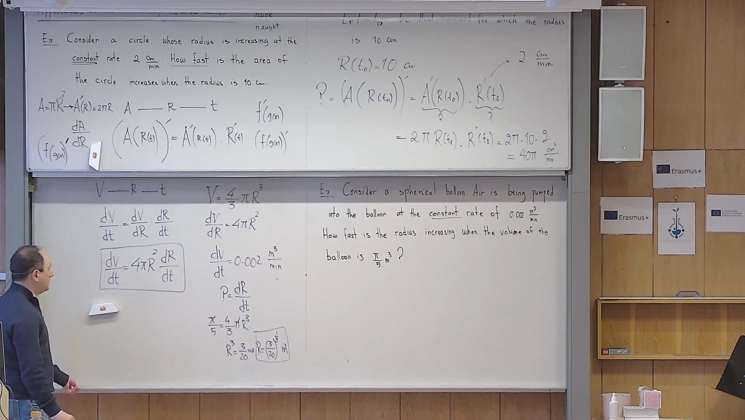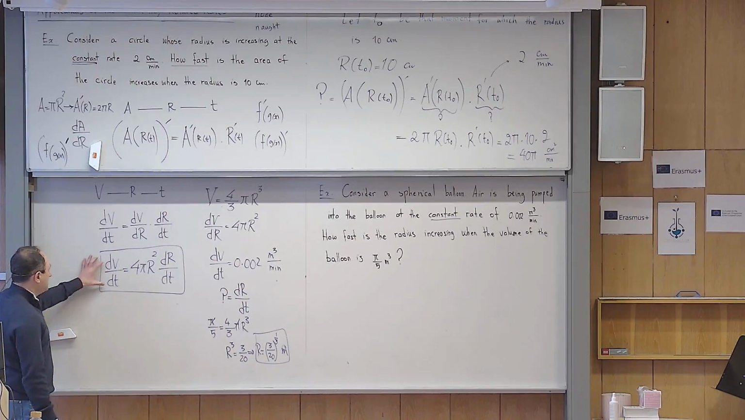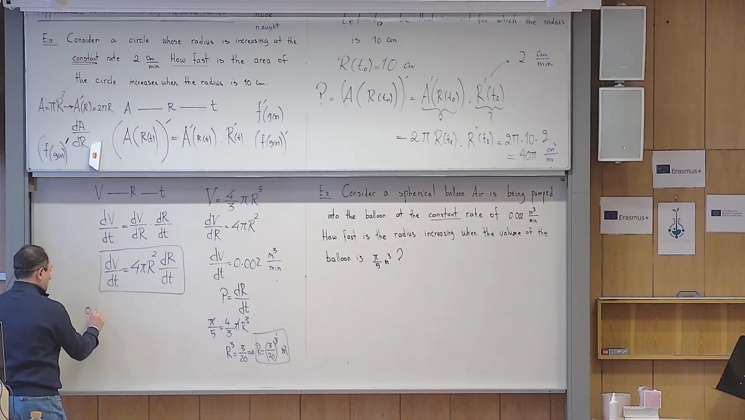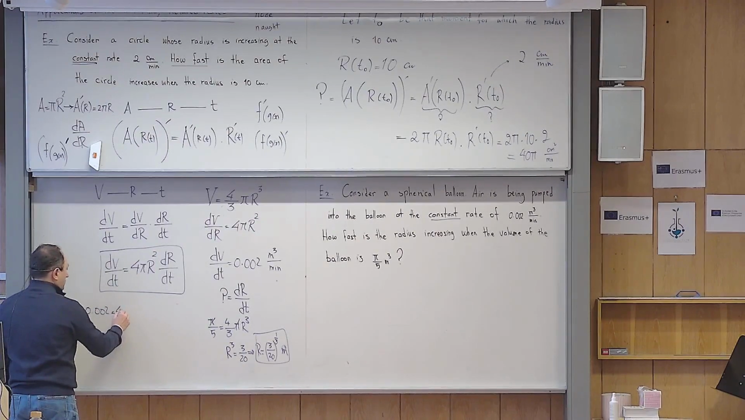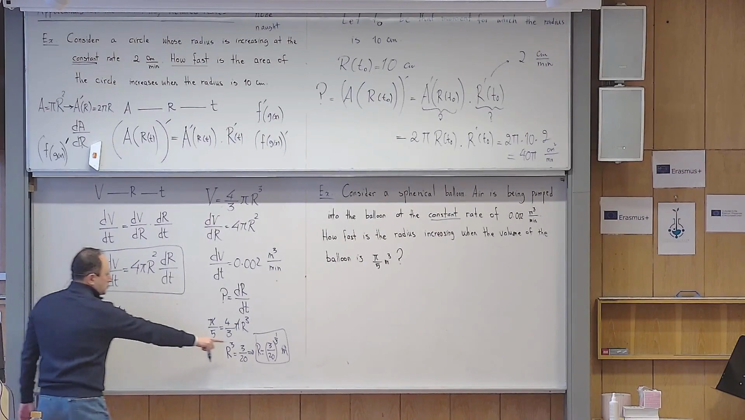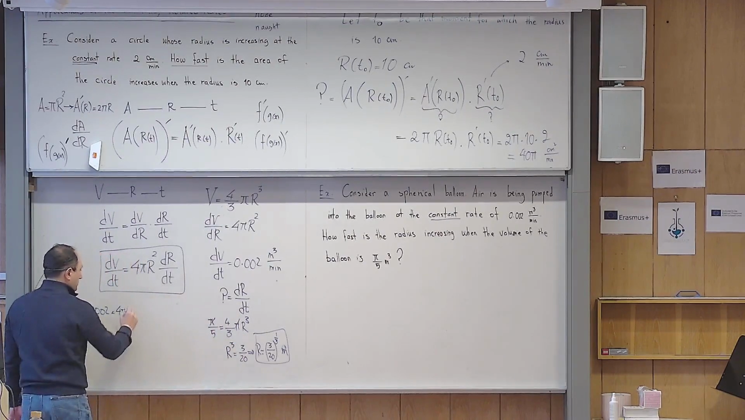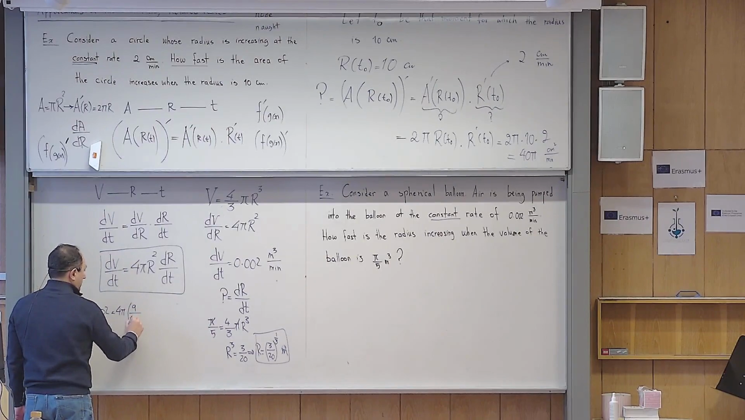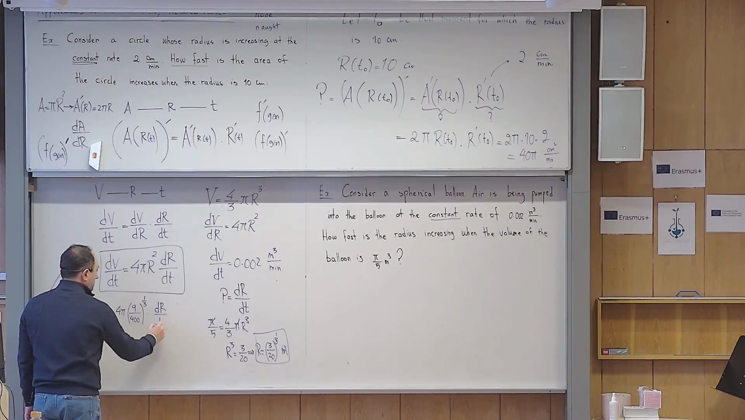Now everything is ready. Go back here. Instead of dV/dt, you can put that constant number. And then on the right hand side, you have 4π. R is this quantity. You raise it to the power of 2. So it becomes (9/400)^(1/3). And dr/dt is what you want.